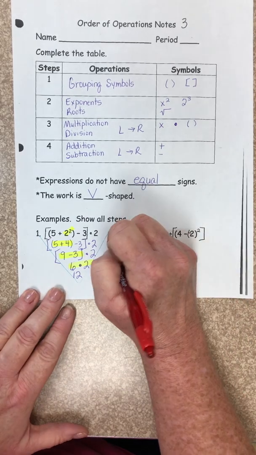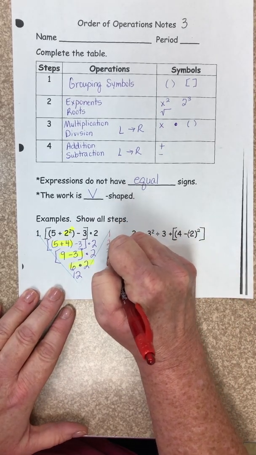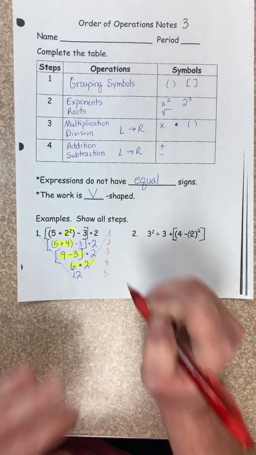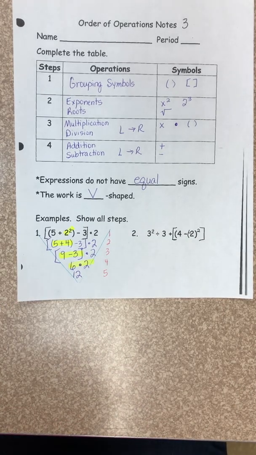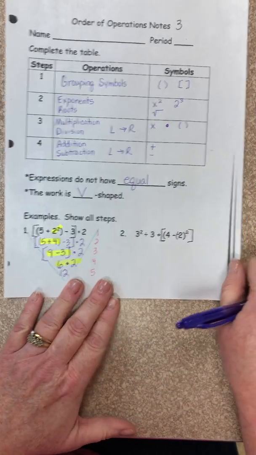And let's number the lines of work. 1, 2, 3, 4, and 5. We have 5 lines of work for this problem. Okay, moving on. Number 2, we have grouping symbols. That's where we're going to begin.